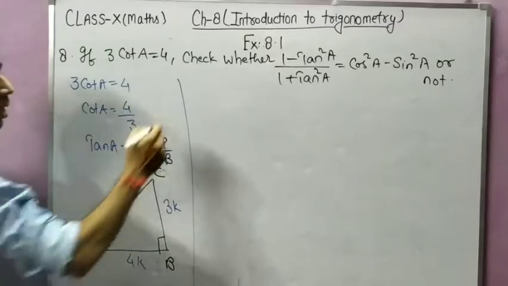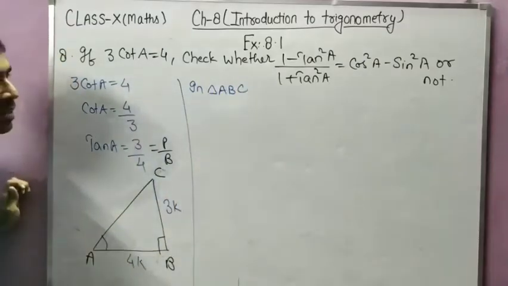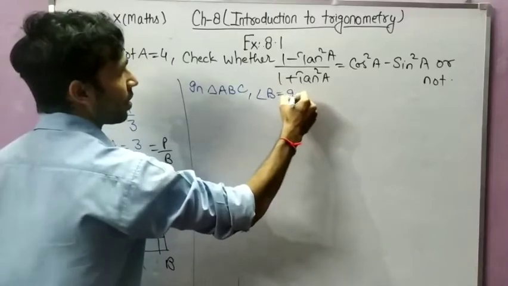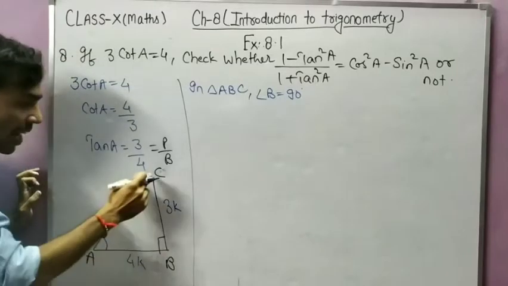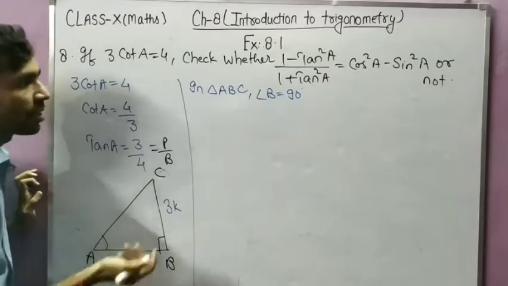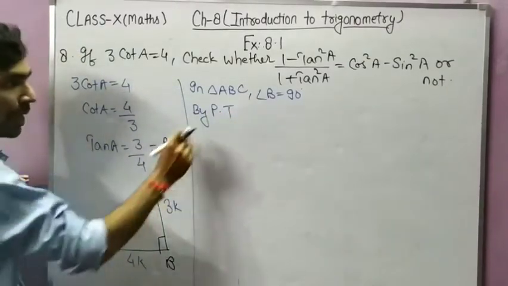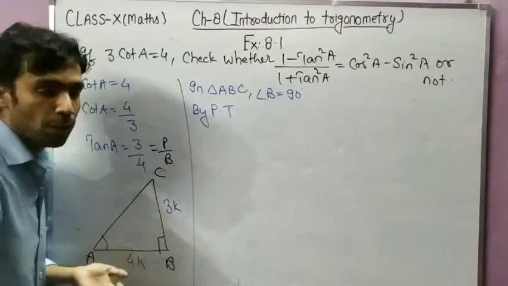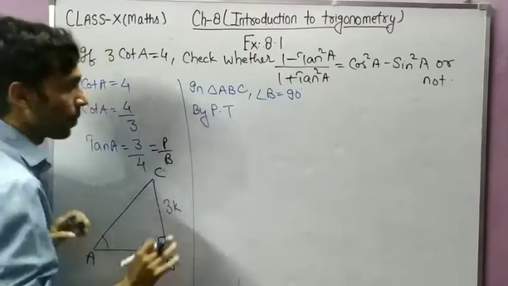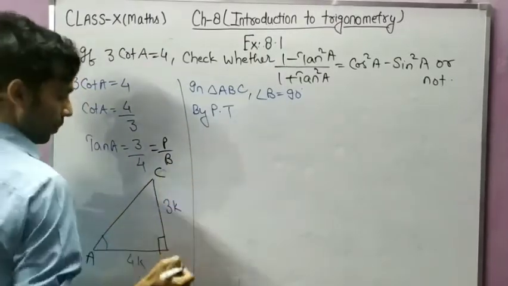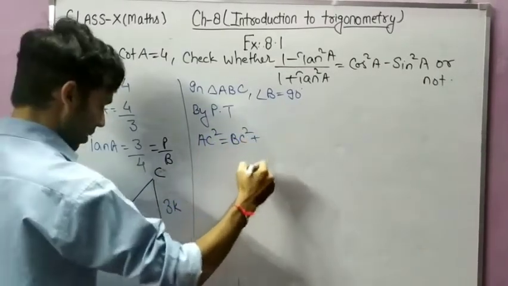Now student, see, in triangle ABC, angle B is 90 degrees. ठीक है, so perpendicular you know, base you know, so can you find AC, means hypotenuse? Yes. So by Pythagoras theorem, either you will write the full form, okay, because I am also telling you, that's why I am writing only PT. So see, by Pythagoras theorem we can say AC square will be equal to BC square plus AB square.